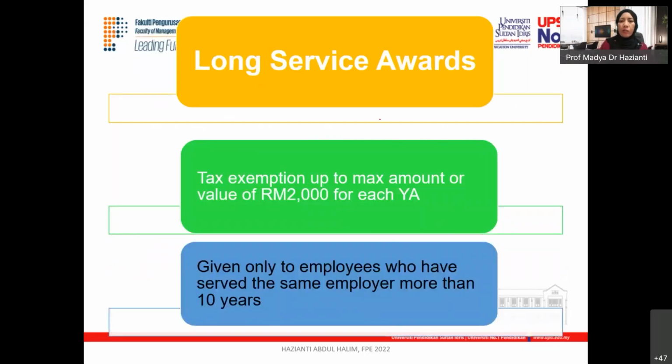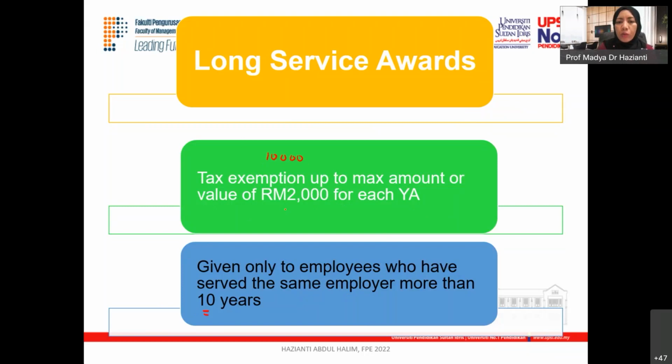Ada juga long service awards. Dah kerja lama kan, kerja lebih daripada 10 tahun. Maybe your parents pun ada yang macam tu, kerja lebih daripada 10 or 20 years. So the company bagi long service awards. Sometimes the award is given dalam bentuk cash. So for employees who have served the same employer more than 10 years, kalau dia dapat long service awards, let's say dia dapat 10,000 ringgit. Company bayar 10,000 ringgit sebab dia dah kerja more than 10 years with that same company.